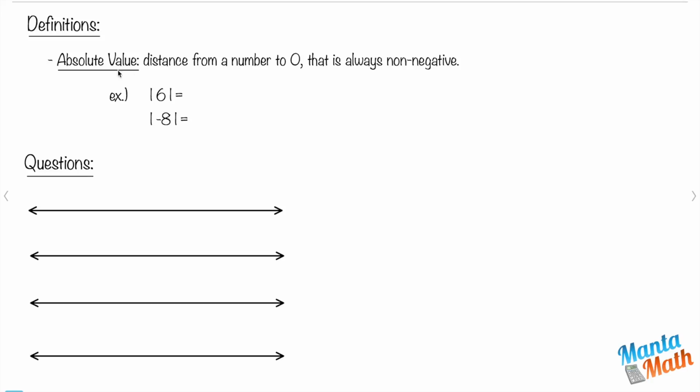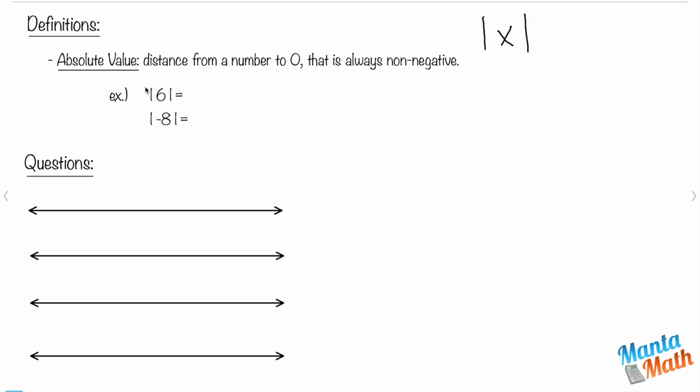Here we go. So I'm first going to define absolute value, and that is the distance from a number to 0 that is always non-negative. And it always looks like this. Let's say x is a number. You're going to have two lines on either side. That's how you define an absolute value.